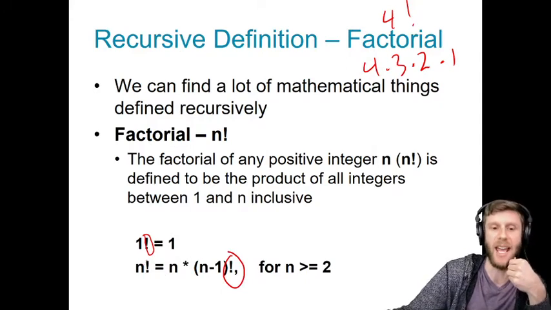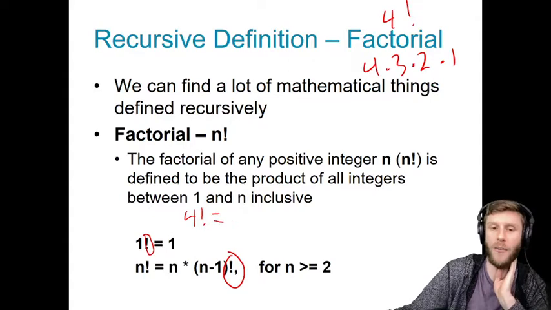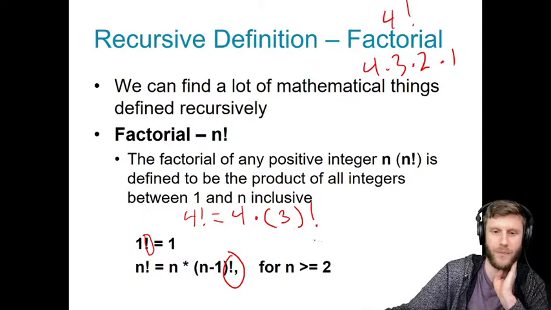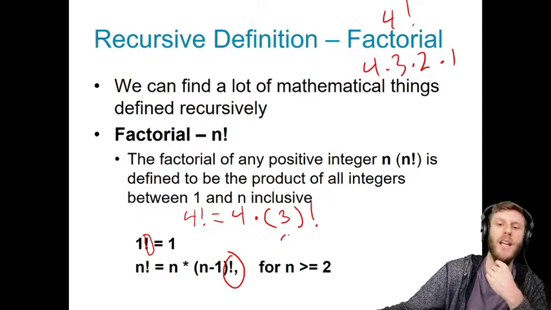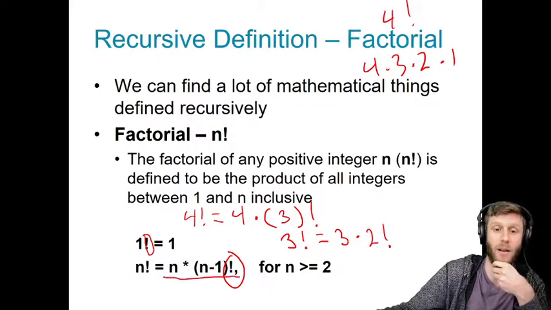What this is saying is, look, if I ask what 4 factorial is, well, 4 factorial is equal to 4 times, what's 4 minus 1? Well, that's 3 factorial. And what's 3 factorial? Well, 3 factorial is equal to 3 times 2 factorial, right? And then based on this part right here, 2 factorial, well, what's that?